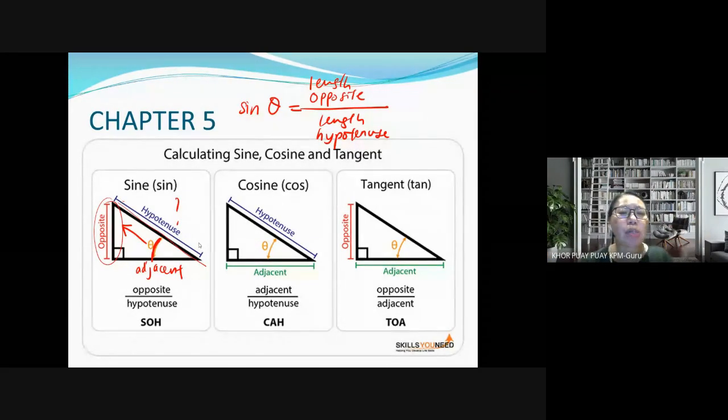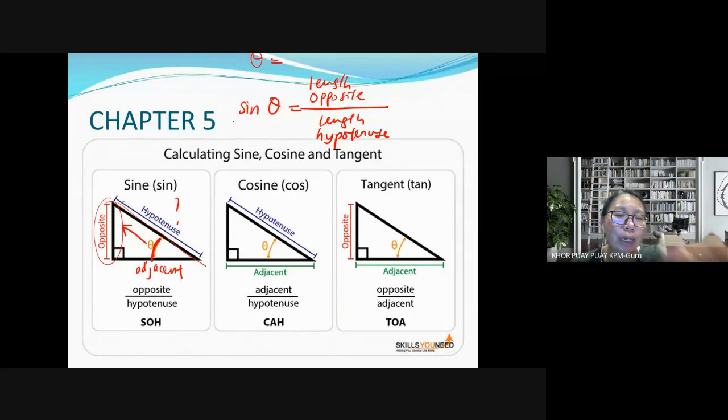So if they ask for sine, cos, tangent, always take the length of your triangle and put it in the form of a fraction. For sine, for cos, for tangent, the answer is always a fraction, but always try to simplify your fraction. But if, let's say, they don't want to find the sine, they want to find the angle, how do you find the angle?